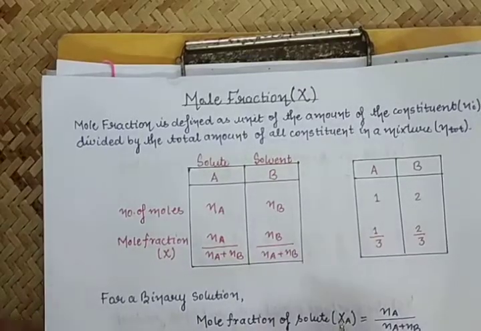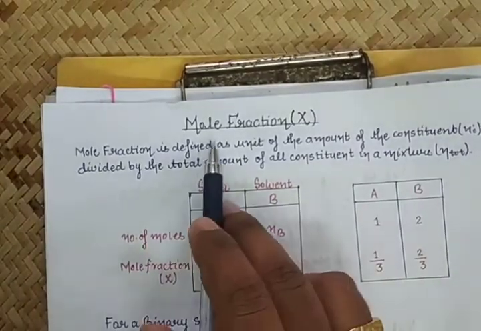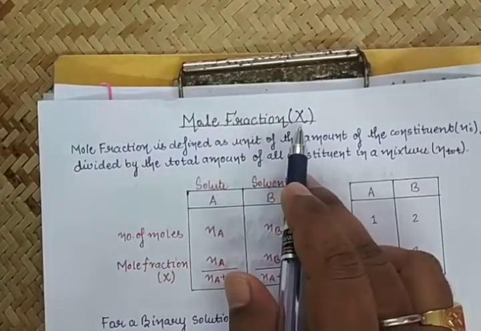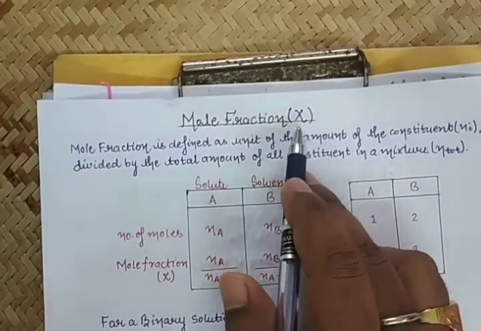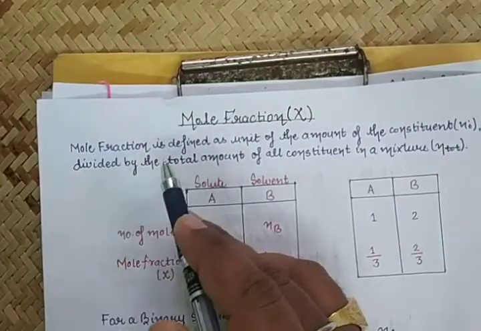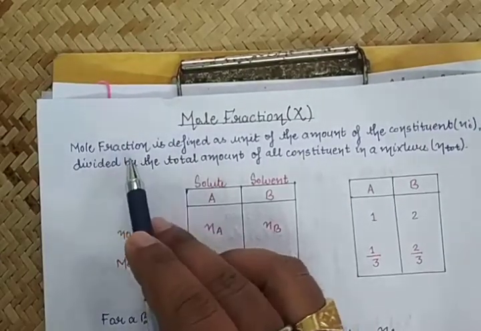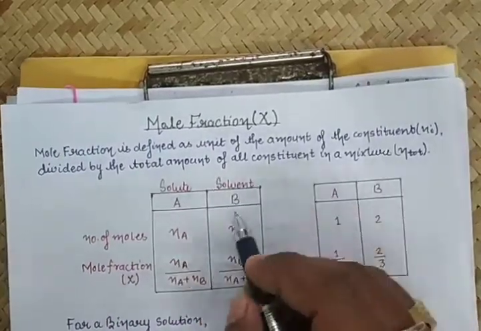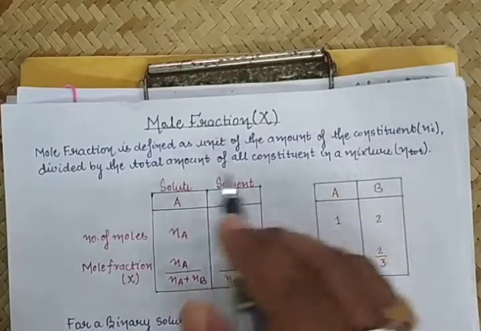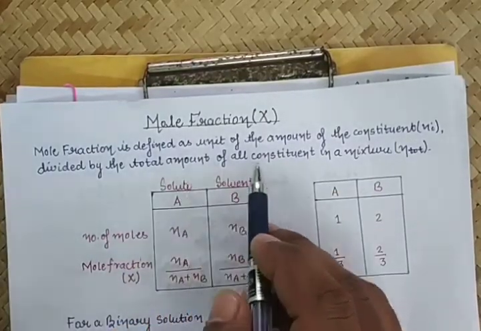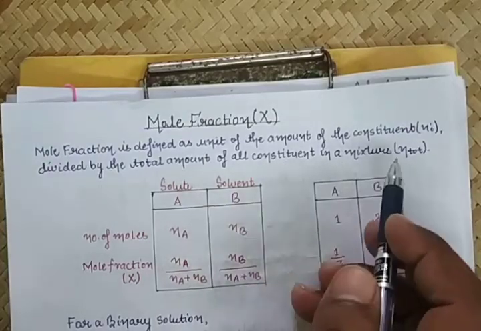Hello student. Now the last topic of the concentration terms is called mole fraction, and it is represented by zeta. This is the symbol zeta or x. Now what is a mole fraction? Mole fraction is defined as the amount of a constituent, meaning initial, divided by the total amount of all constituents in a mixture.